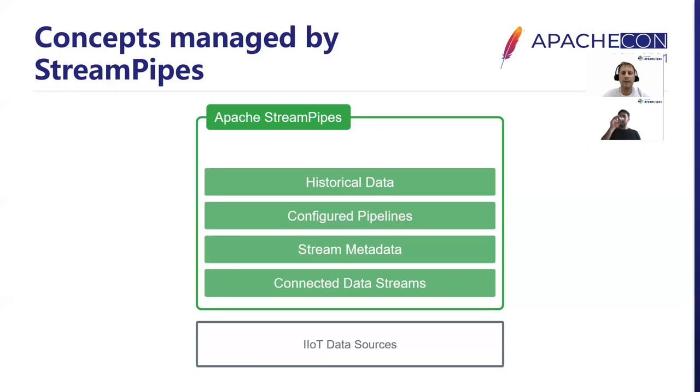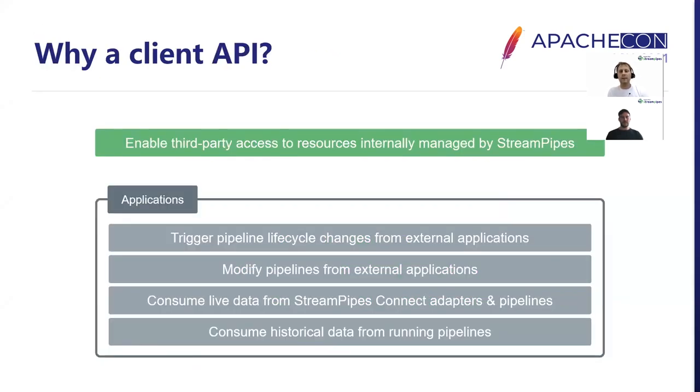So within StreamPipes, we have a lot of concepts that are now managed internally, such as connected data streams. We also have stream metadata so that we know in what type data is being produced, but also know the semantic type, like if it's a temperature value or some other value in some measurement unit. We have concepts of configured pipelines that are available, and also historical data that is being persisted in StreamPipes. So all these concepts are currently managed internally, and these are not exposed to the outside.